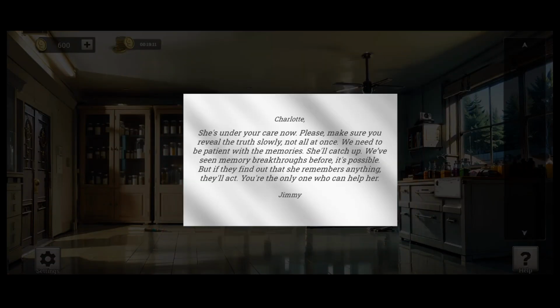Charlotte, she's under your care now. Please, make sure you reveal the truth slowly, not all at once. We need to be patient with the memories. She'll catch up. We've seen memory breakthroughs before. It's possible. But if they find out that she remembers anything, they'll act. You're the only one who can help her. Jimmy.